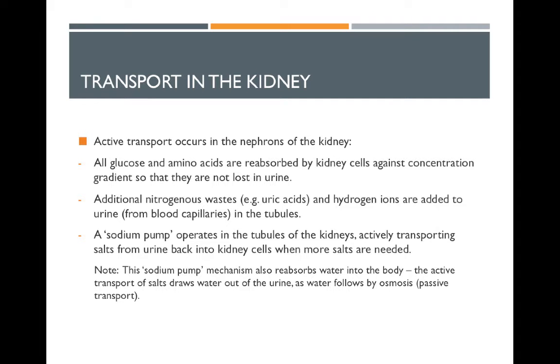And some nitrogenous wastes like urea and ammonia can also move by diffusion. Active transport, on the other hand, also occurs in nephrons in the kidney, but with generally different substances. Glucose and amino acids are reabsorbed from the kidney back into our body, which is against the concentration gradient. We do have more glucose already in our blood, but we want to keep all the glucose that we can because that's our energy. Extra nitrogenous wastes like uric acids and hydrogen ions are all added to urine by active transport, okay?